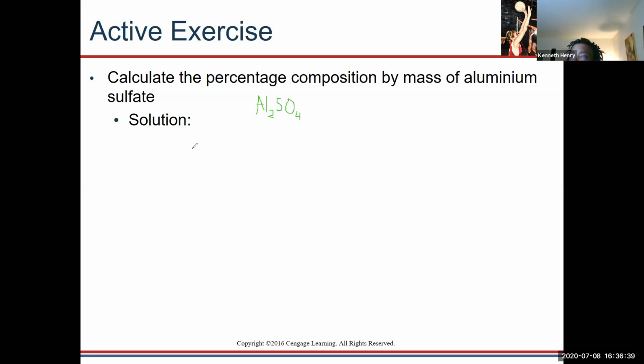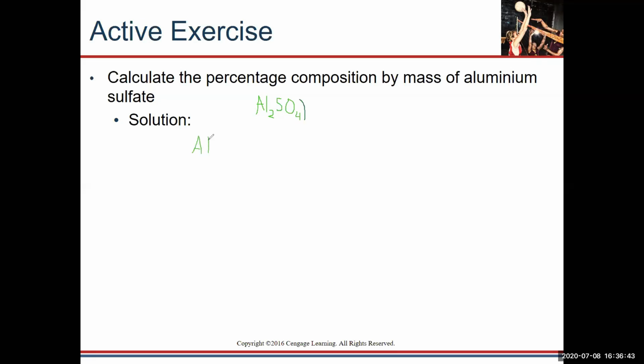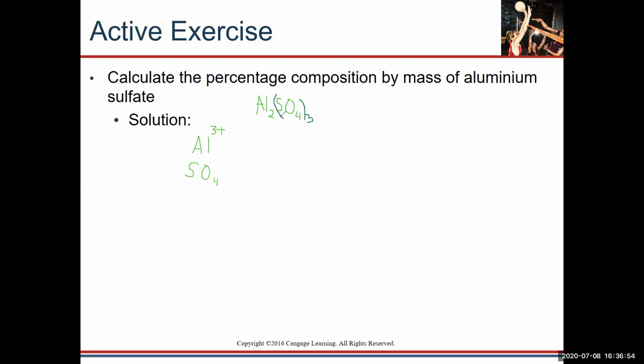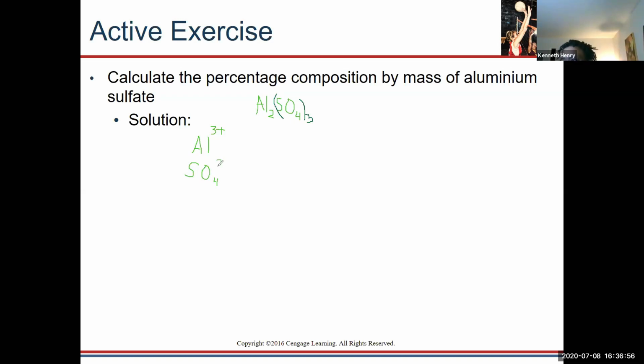So Al, somebody said earlier, Al has what charge? 3 plus. And then that'd be sulfate. Al2(SO4)3, right? There we go, the 3 at the end. That makes sense now. So if I'm putting these together, I'm going to need how many of these to balance this out?